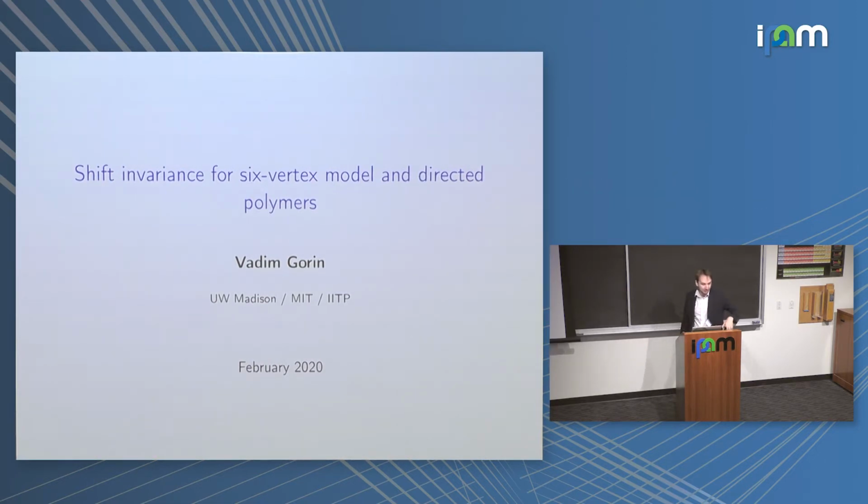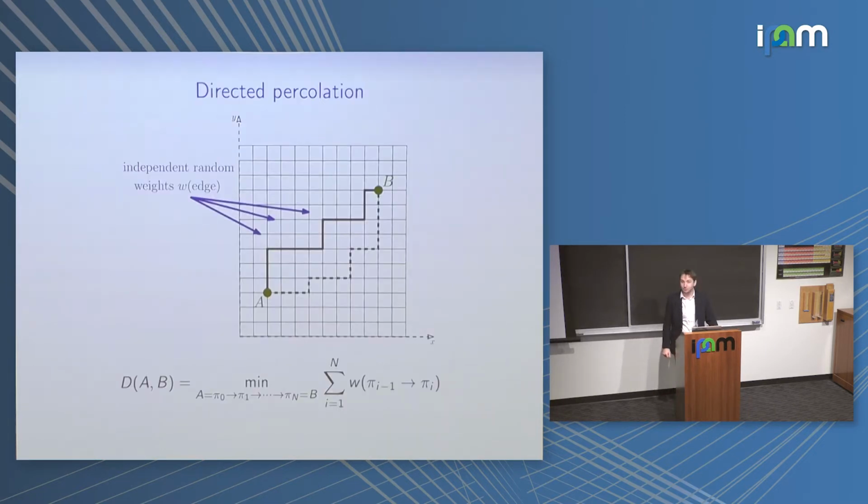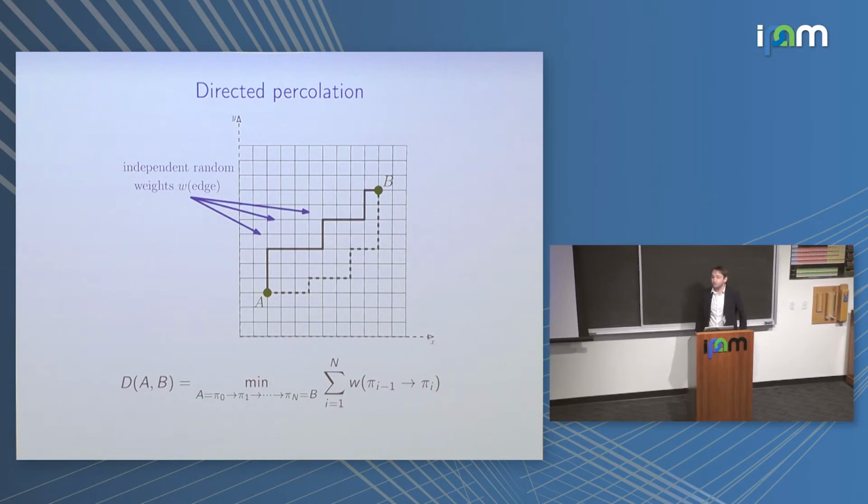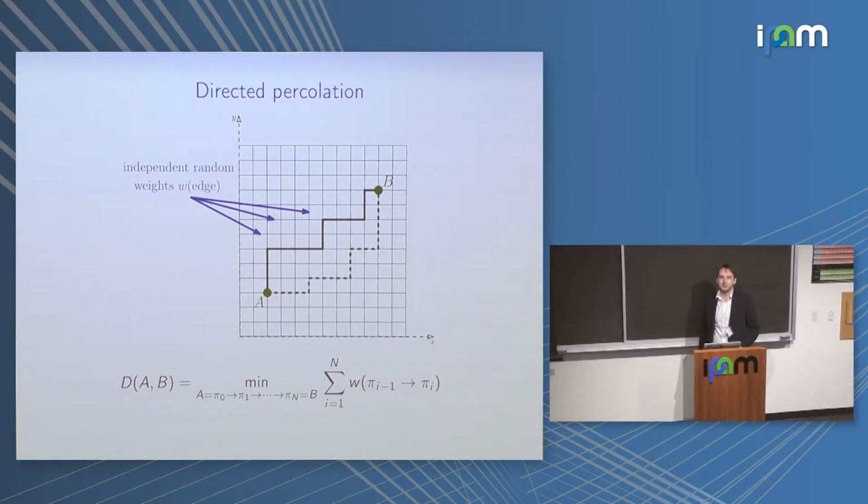So I'm going to speak about a certain property, which I will be calling shift invariance, which is valid for a variety of different systems of statistical mechanics. I will start by presenting just one instance of this property for one particular model so that you can have some idea what it is about, and then I will explain to which generality this can extend. The model that I'm going to speak about is a model of directed percolation.